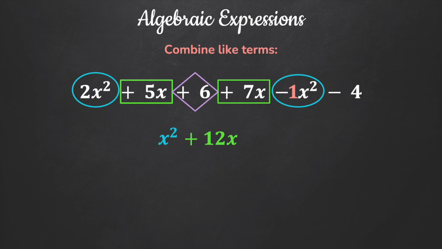And then we have 6, which is a constant, and we have negative 4, which is another constant. And 6 minus 4 is equal to positive 2, so that's why we put plus 2. So 2x squared plus 5x plus 6 plus 7x minus x squared minus 4 is equivalent to x squared plus 12x plus 2.